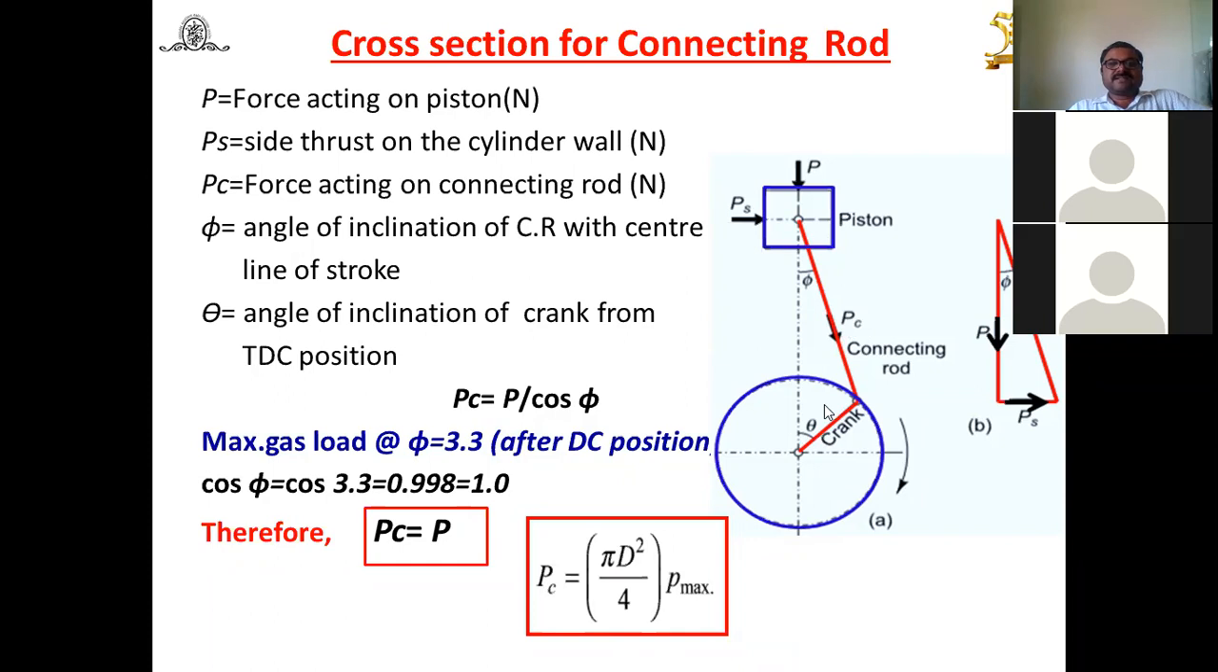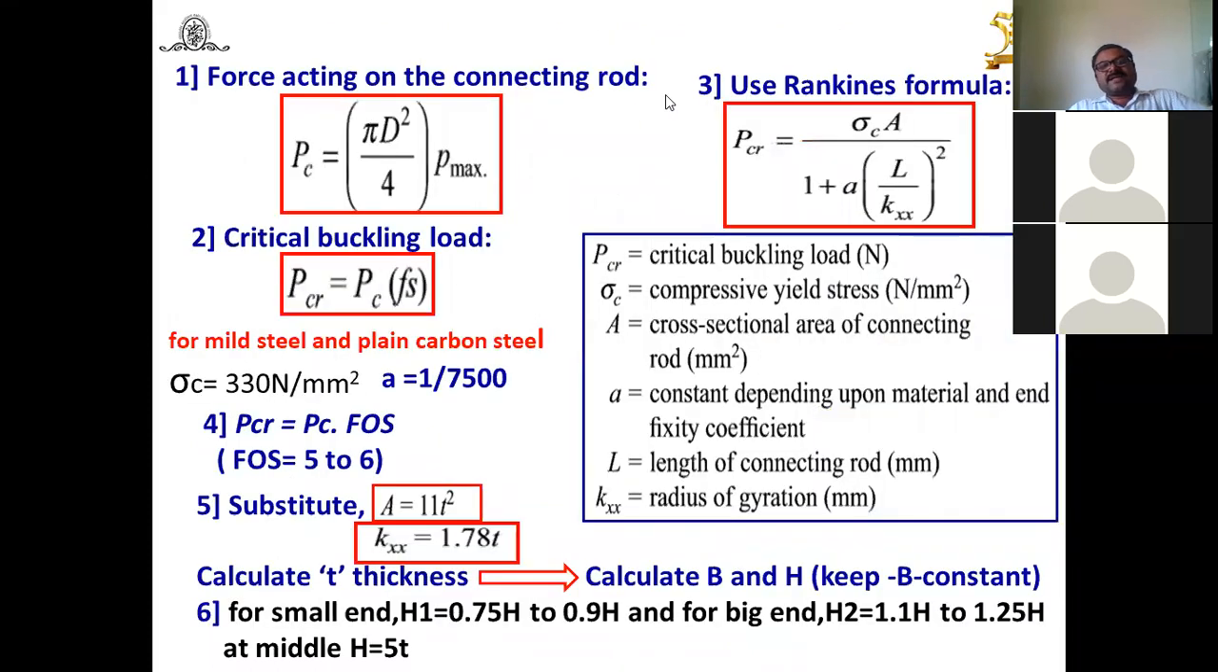Let us see another. Therefore, the force acting on the connecting rod is PC, and we know how it is coming, as already explained from this diagram. Second, we need the critical buckling load, PCR, which is equal to PC into FOS. But before using this expression, we should know the critical load. As it is a slender component, we have to use the logic of buckling. According to Rankine's formula, PCR is equal to sigma C into A upon 1 plus a into (L upon Kxx) whole square.